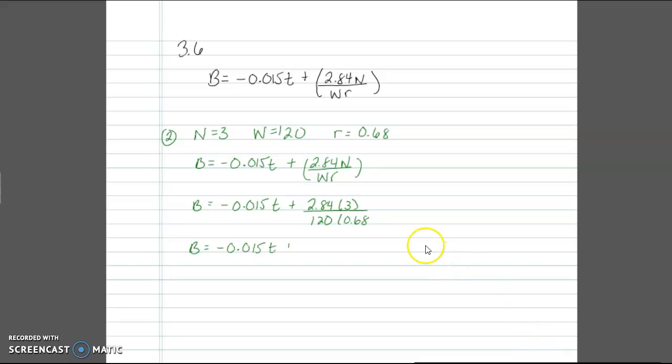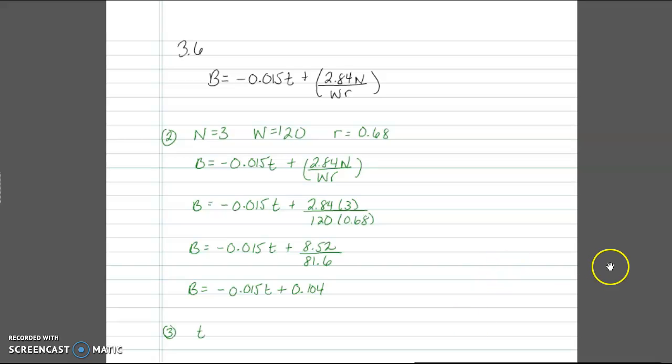Then we're going to simplify this expression, which means I can multiply the top, multiply the bottom. On top I have 8.52, and on the bottom, multiplying 120 by 0.68, I have 81.6. Then I can divide the top by the bottom. I still can't do anything with that first term because I do not know T, so that stays the same. So my simplified formula is B equals negative 0.05T plus 0.104. We could then use this formula for that individual given certain values of T, however many hours we have seen since his first drink.